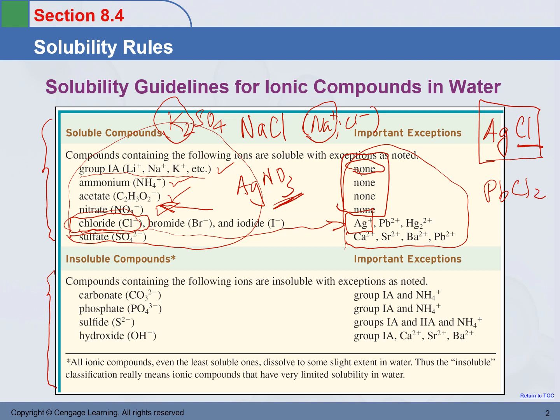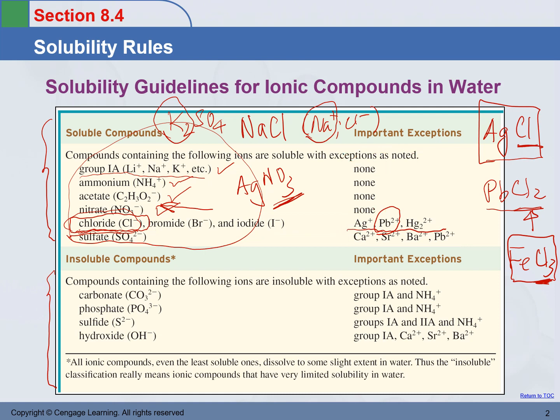Lead 2 chloride. Well, the negative ion is chloride. It looks like it's going to be soluble. However, lead 2 plus is an exception. As a result, lead 2 chloride is insoluble. Make sense to you? All right, iron 3 chloride. The negative ion is chloride. It should be soluble. Look at the exception. Iron 3 plus is not the exception. Therefore, iron 3 chloride is soluble. So far, so good.